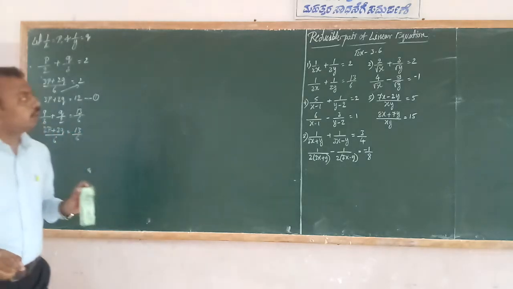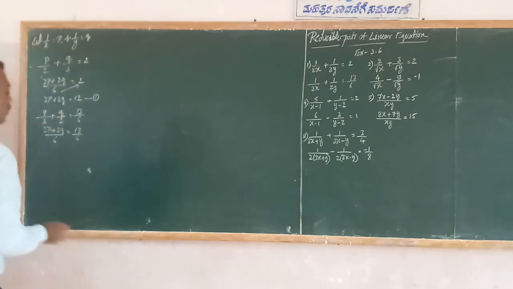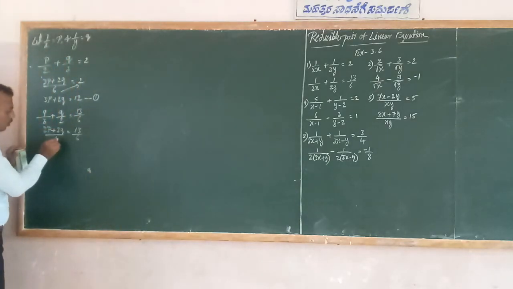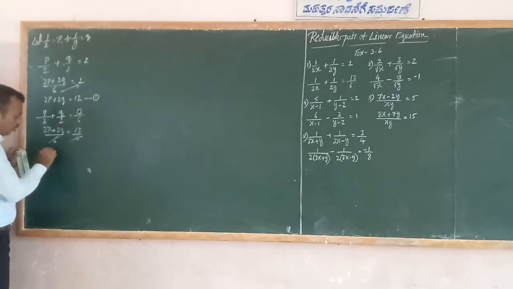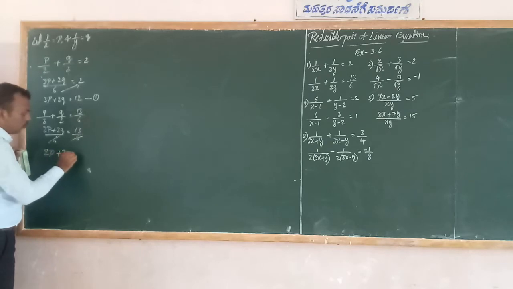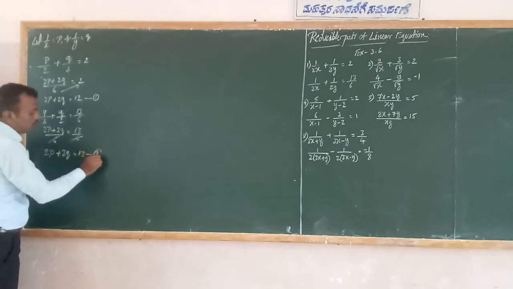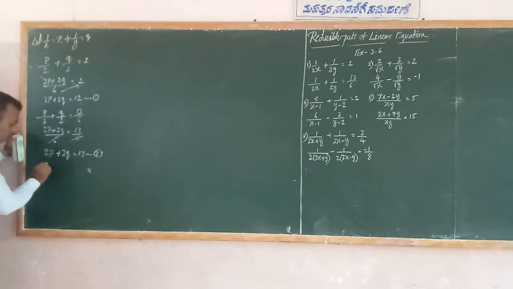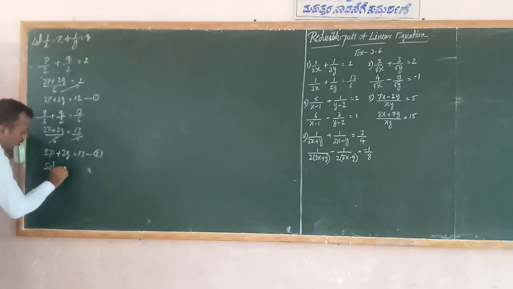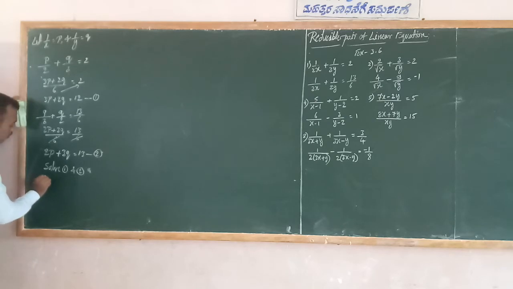Okay. So 1 upon 2x, 1 upon 3x. Okay, right. So the 6 gets canceled. Easily we have to cancel it. So what is remaining here? 2p plus 3q is equal to 13. Call it as number 2. Now solve 1 and 2. Solve 1 and 2.